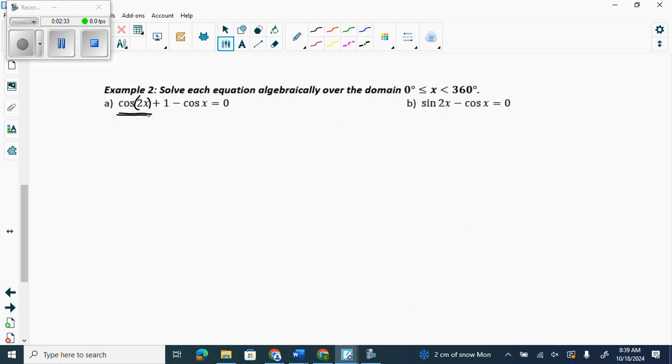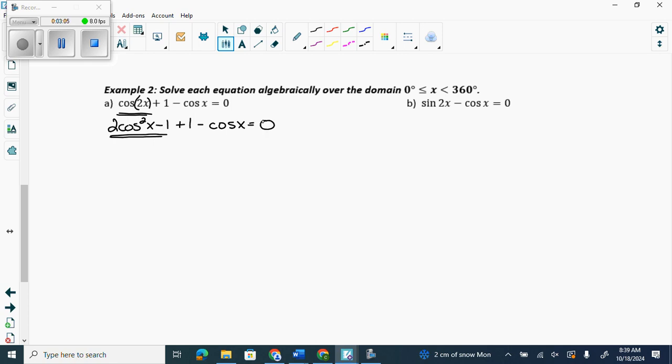The first one was cos squared minus sine squared, the second one was 2 cos squared minus 1, and the third one was 1 minus 2 sine squared. Second one was cos squared, right? So I'm going to replace it with 2 cos squared x minus 1. So that got replaced with that. See, those are the same spots. Then I have the rest left over. Plus 1 minus cos x equals 0.